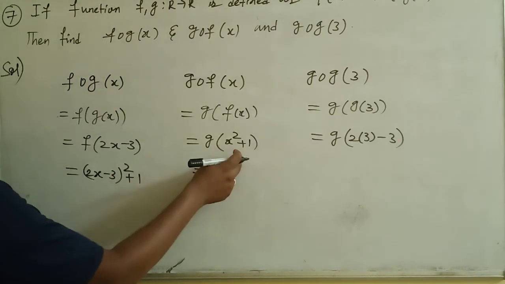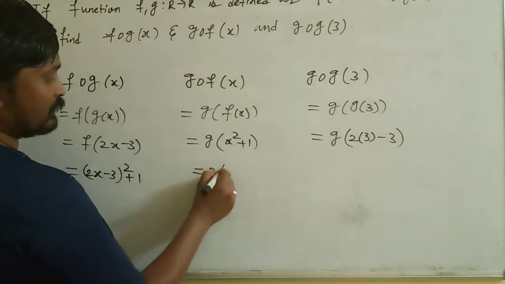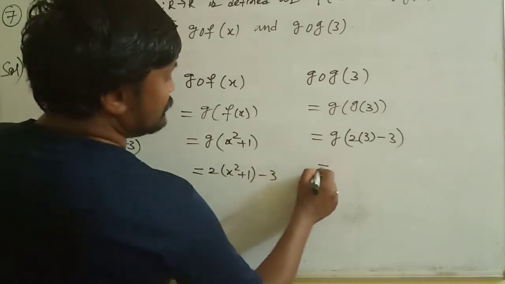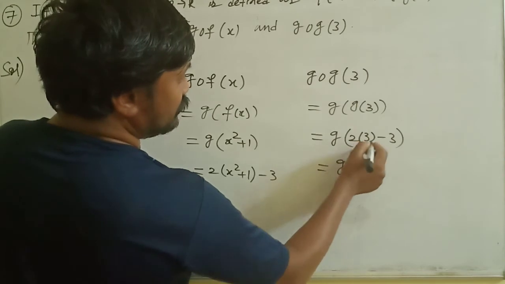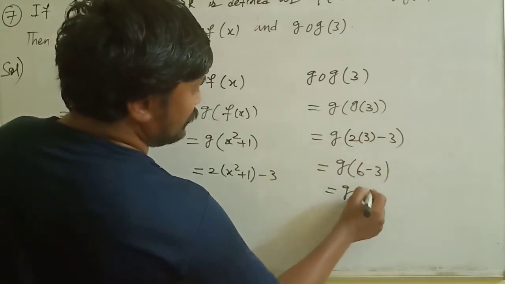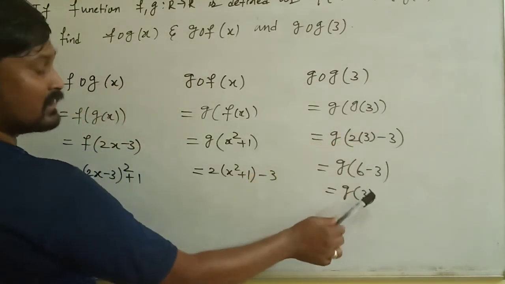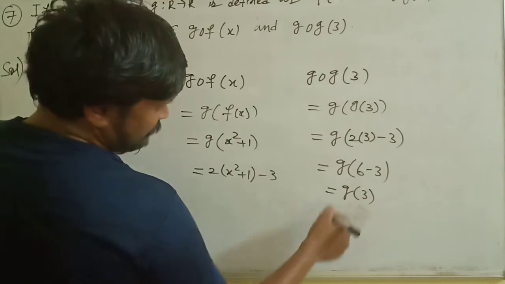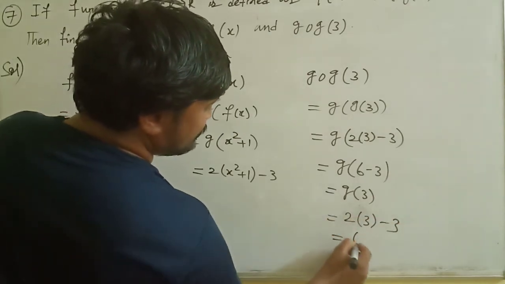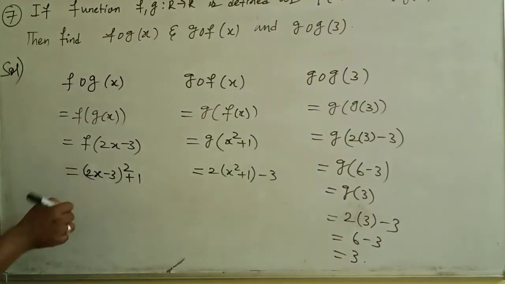Same method for g of f of x. g of x is 2x minus 3. So 2 times x square plus 1 minus 3. That is equal to g of 3, since 2 times 3 is 6, minus 3. So that is again g of 3. Already you found g of 3 as how much? 3. So directly if you want, again substitute 2 times 3 minus 3, 6 minus 3, that is nothing but 3. And now let's simplify this.